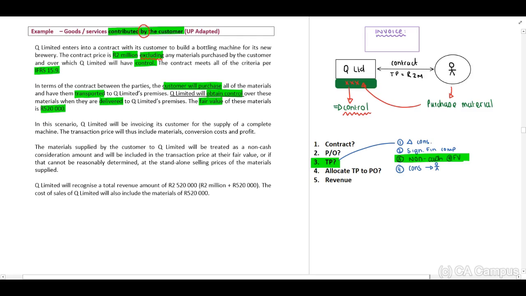Now, how do we account for the 520,000 fair value of our material into our transaction? What is the total revenue that Q Limited can recognize? We will have to include the fair value into our total transaction price. Therefore, the total revenue will be 2,520,000 that Q Limited can recognize. Remember, we will have to include this at fair value. If our fair value is not available, we can use our standalone selling price.